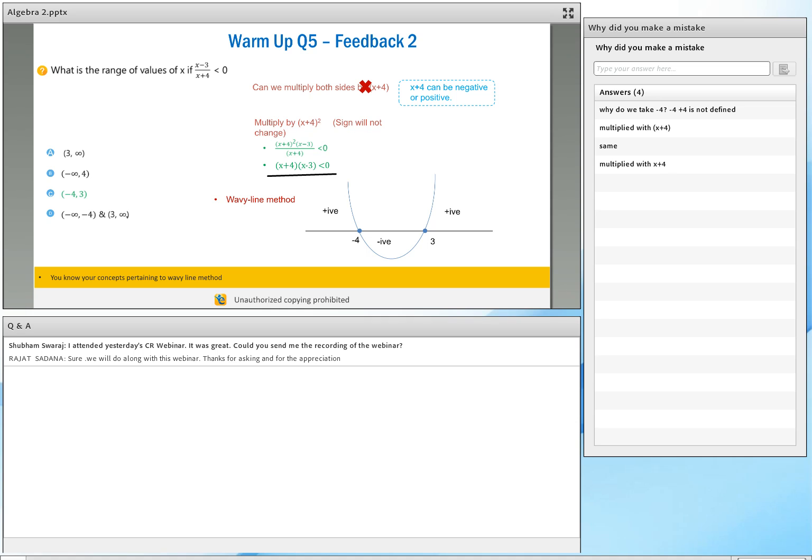So what's the learning for you? What's the learning for you in this case if you made this mistake? When it comes to inequalities, you can only multiply with a term that's definitely positive without changing the sign. If you multiply with a negative number, you've got to change the sign. If you don't know, then you can't really multiply.